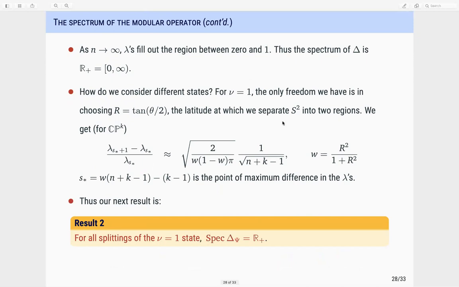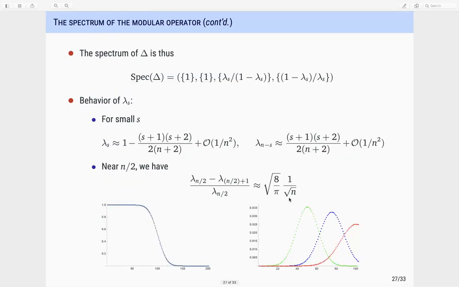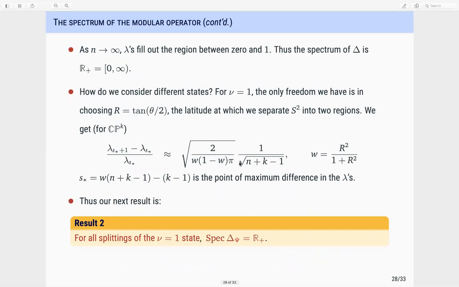We can do this for CP^k as well. The asymptotic formula is a little bit different. You can also, instead of taking the equator, put a curve at any latitude you want, and the formula still holds true. This is the more general formula. Okay, so our second result, which is essentially a mathematical result, I think it is important eventually, but I do not know how to derive a physics conclusion from it yet, is that for all the splittings I can do in terms of different latitudes for these curves and so on, for nu equal to 1, the spectrum of this modular operator is R plus. Okay.